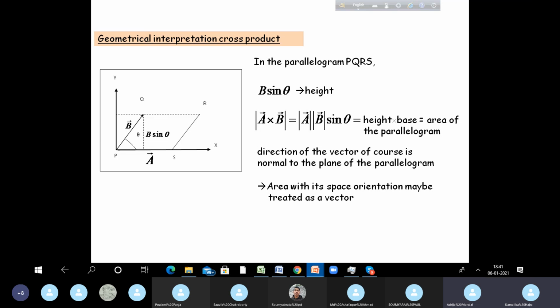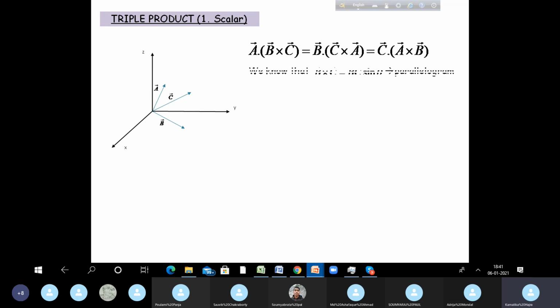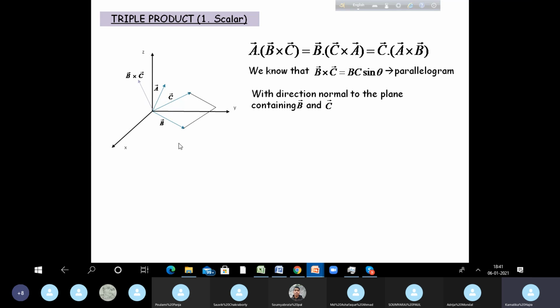Yes, ma'am. Okay. So we were talking about the scalar triple product, and so now B cross C is BC sine theta, which is a parallelogram. We just saw that BC sine theta, the magnitude of the cross product, is nothing but the area of a parallelogram. So which parallelogram is this? This parallelogram, right? The sides formed by B and C. So if you take the cross product of B and C, then you get the area of this parallelogram. And the direction is given by a vector normal to this plane containing B and C.